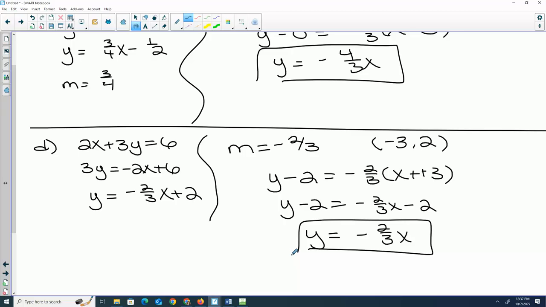Part A, horizontal line: the equation of a horizontal line is always y equals a number. So y equals the y value of your point, y equals 3. E, the perpendicular, is x equals, so it's just x equals the x value of that point. So there'll probably be several questions about writing equations of lines on your test. Are we okay with this?